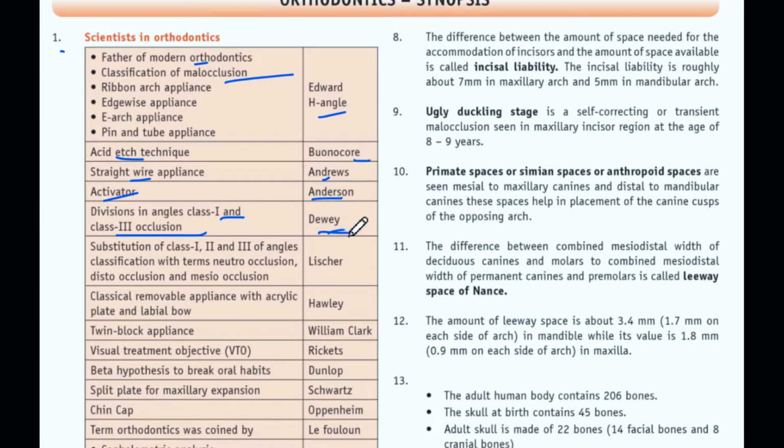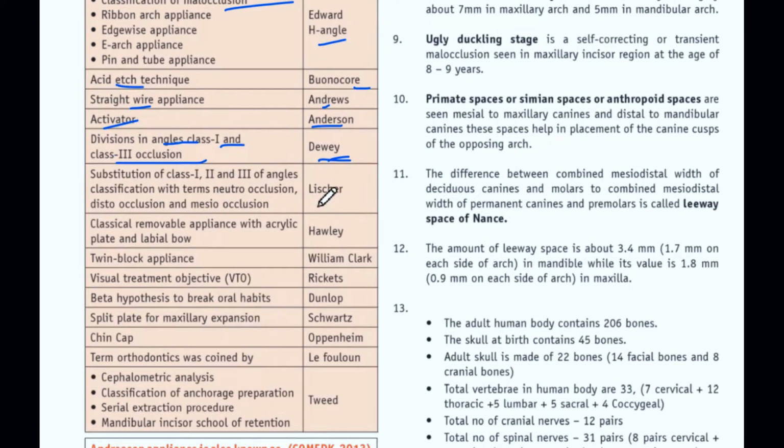Then we have Dewey, who gave further divisions of Angle's class 1 and class 3 occlusion. Then Lisher provided few more terminologies for class 1 as neutral occlusion, class 2 as distal occlusion, class 3 as mesio occlusion.